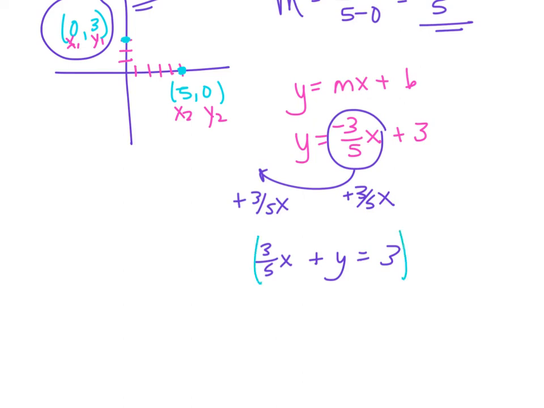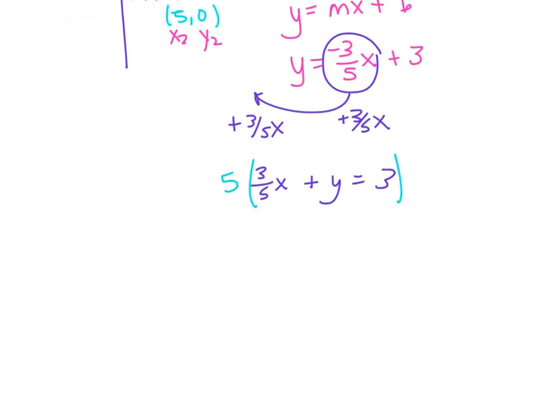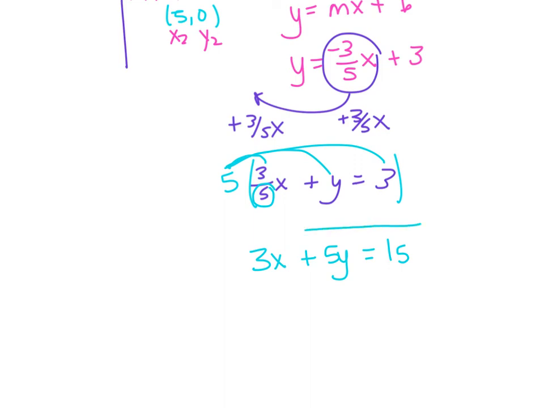So to fix that, we do our fraction trick, multiply by the denominator. So multiply to the top number first. 5 times 3 is 15, then divide by the 5. 15 divided by 5 is 3. Carry down the x. Then we do 5 times y, which is a positive, so plus 5y. And then we do 5 times 3, and we get 15. And now we have an equation in standard form.